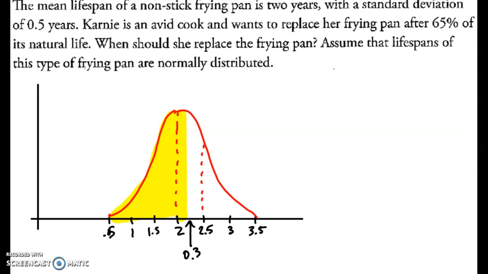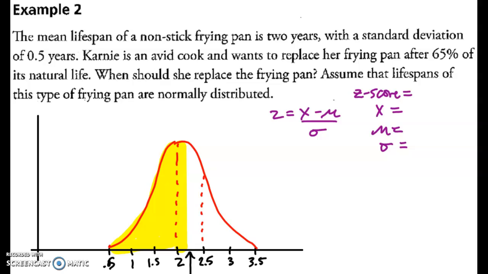Okay, so let us get our Z-score formula out and plug in the numbers and see if we can figure out the exact Z-score there. That would yield 65% of the data. All right, so we already know certain parts. We know that the mean is 2 years. Standard deviation was 0.5 years. The X, that's what we're looking for. We want to know exactly the value here on this x-axis. We want to know the amount of time that's going to yield the 65%. So this is what we're looking for.